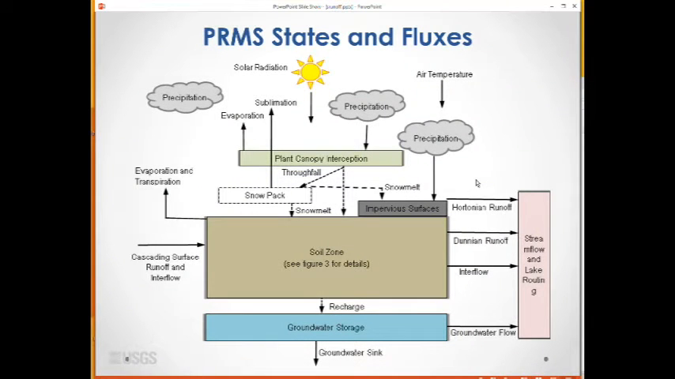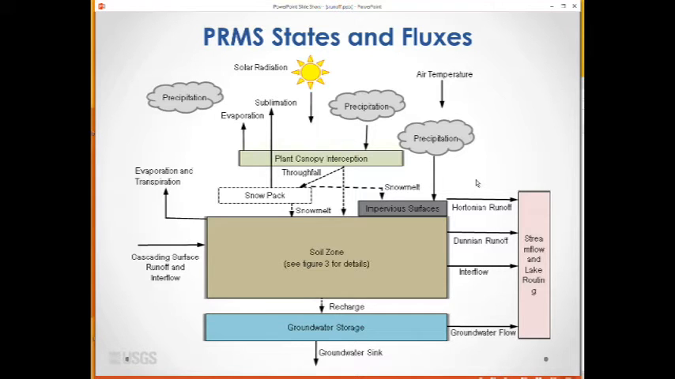This cartoon illustrates the hydrologic cycle from the PRMS worldview. The dashed lines are internal fluxes, and the solid lines are fluxes leaving or flowing to an HRU. Precipitation, air temperature, and solar radiation drive the storage and exchange of water in and from each water storage reservoir. The primary reservoirs are the plant canopy, snowpack, impervious surfaces, surface depressions, soil zone, and groundwater storage.